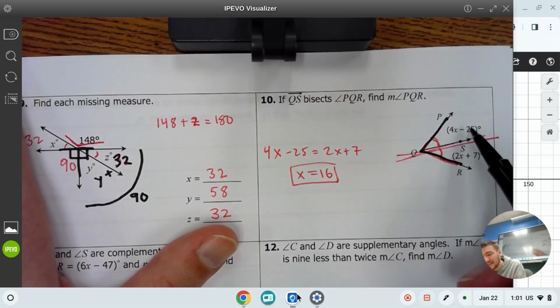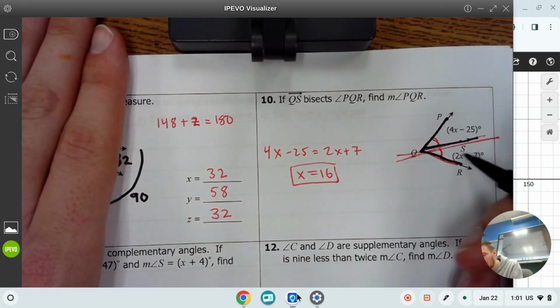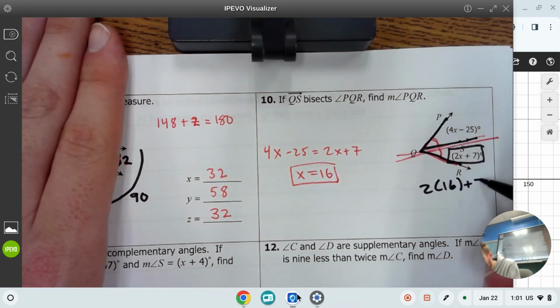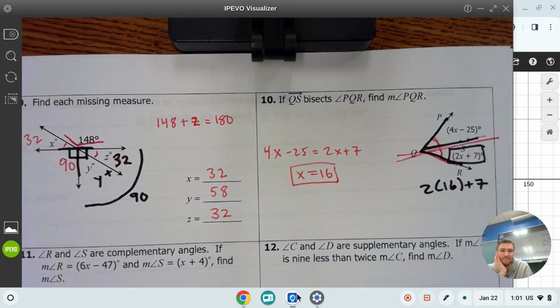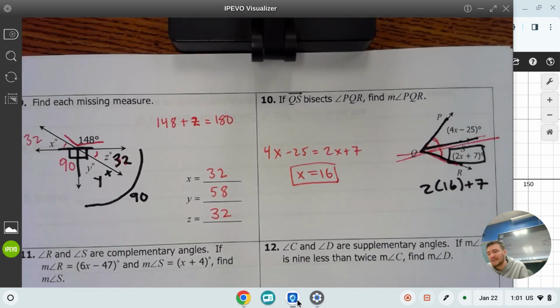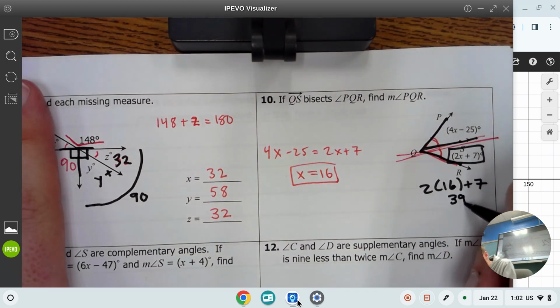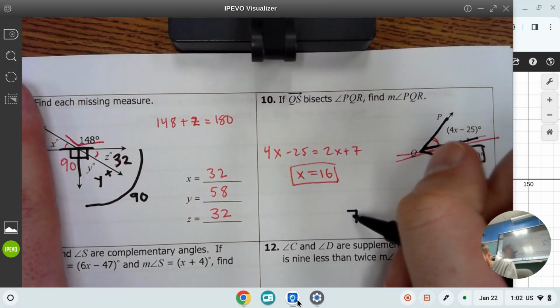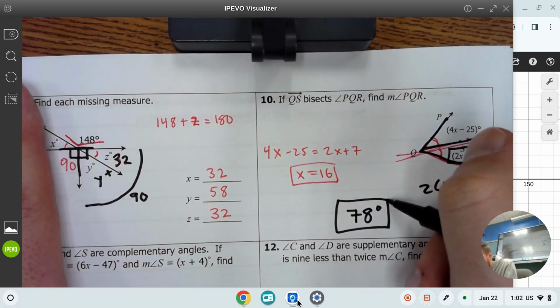Which means, and technically these should be the same. So if we find one of them, we can double it. Or we can find both of them and add them together. They should be the same thing. So I'm going to go with this bottom one. It looks kind of easier to me. 2 times 16 plus 7. Isn't that hard to do in my head, but let's just do it. 2 times 16 plus 7 is 39. But 39 is only half of it. So double that 39 and you get 78 degrees.